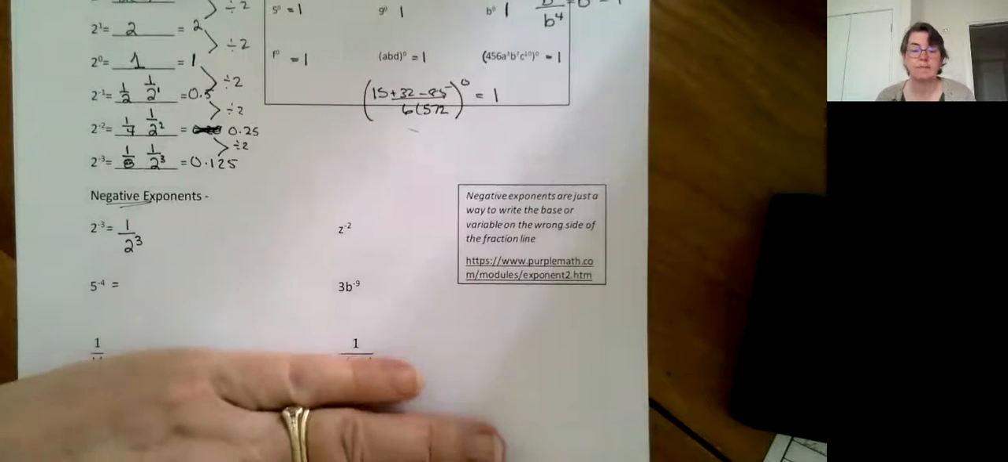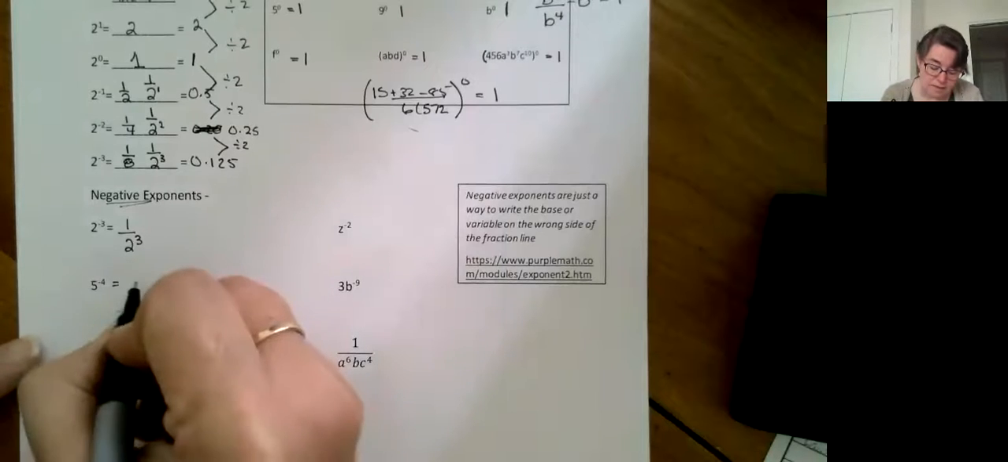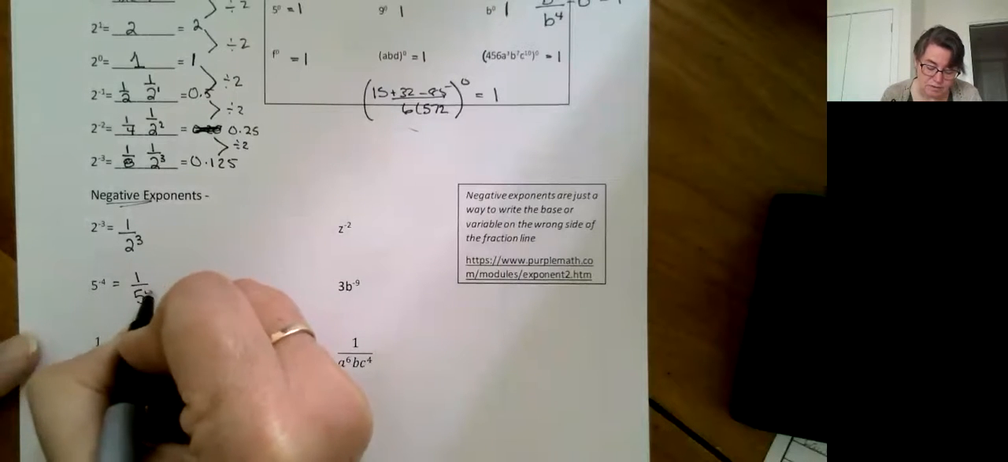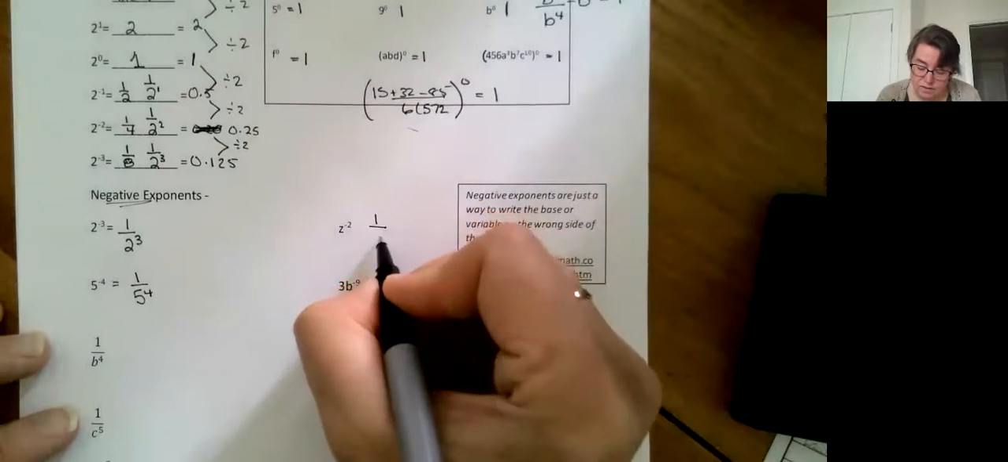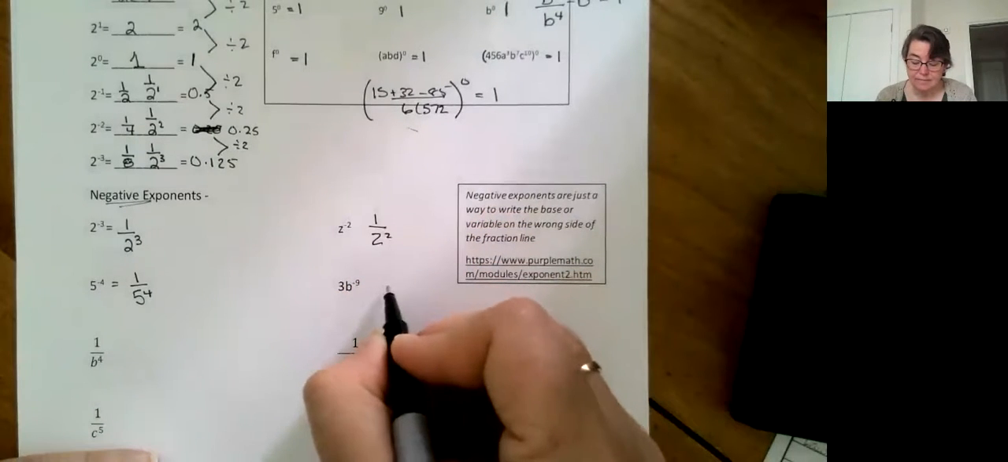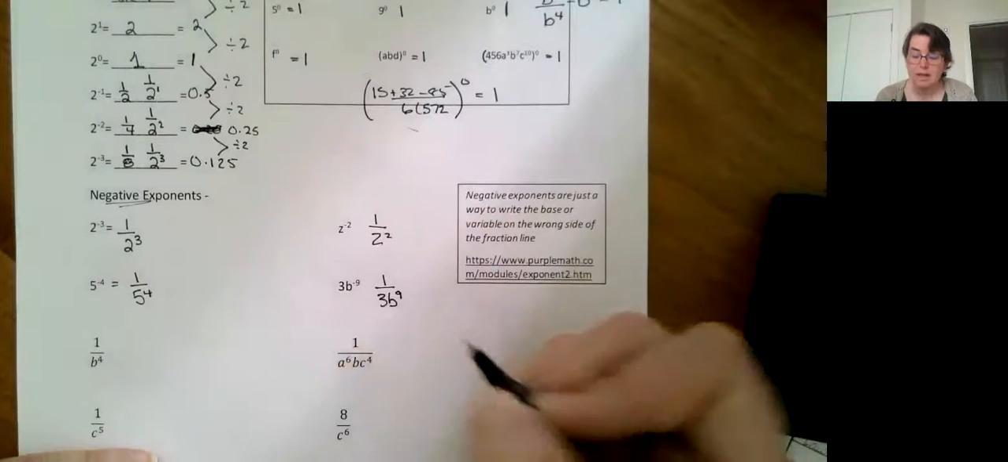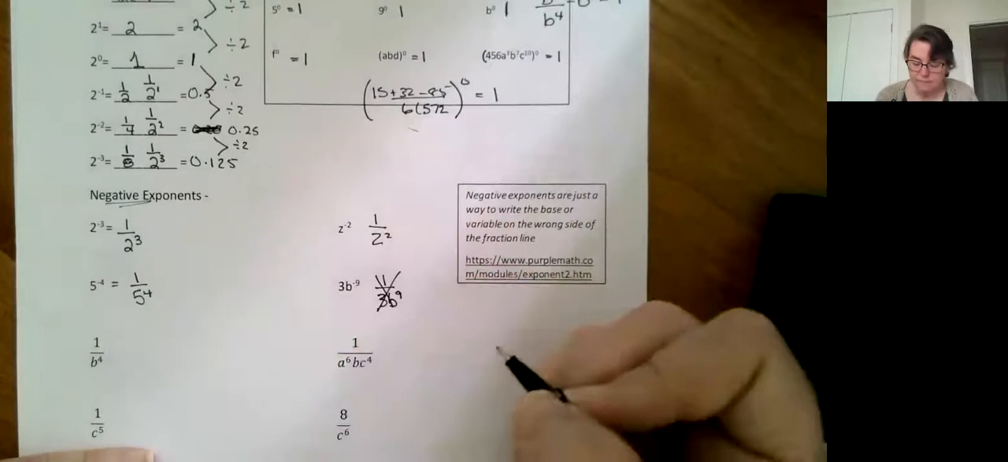I want you to turn off the video and do those 3 questions. I'll give you a hint: the last one, 3b to the minus 9, is slightly tricky. Okay, trust that you did that. So this is 1 over 5 to the 4th. This is 1 over z squared. Now, you want to write 1 over 3b to the 9, but that would be wrong.